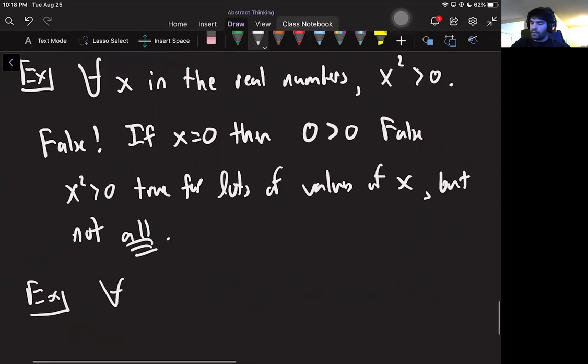Okay, what about this one? For any x in the integers, so let me remind you what those are. Those are numbers that look like positive or negative whole numbers.